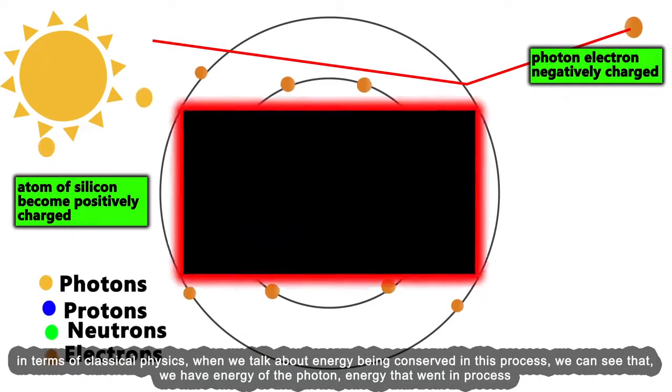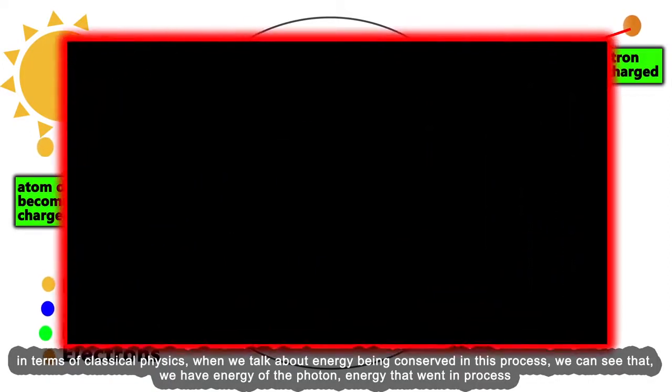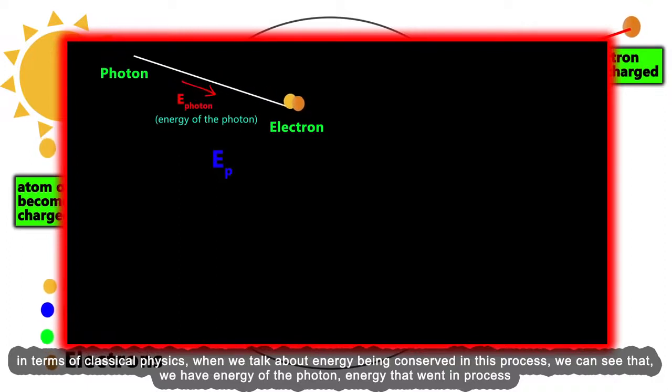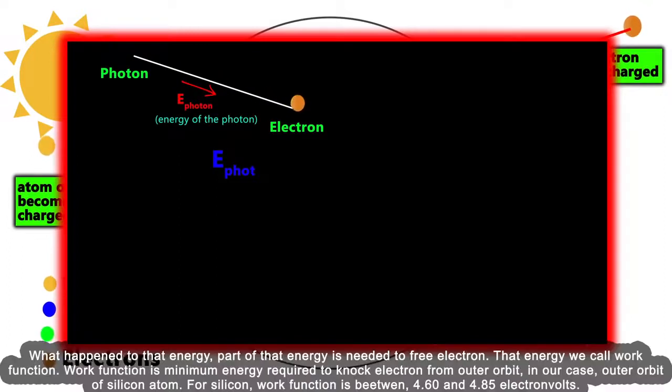In terms of classical physics, when we talk about energy being conserved in this process, we can see that we have the energy of the photon, the energy that went into the process. What happened to that energy? Part of that energy is needed to free the electron. That energy we call the work function. The work function is the minimum energy required to knock an electron from the outer orbit, in our case, the outer orbit of a silicon atom.